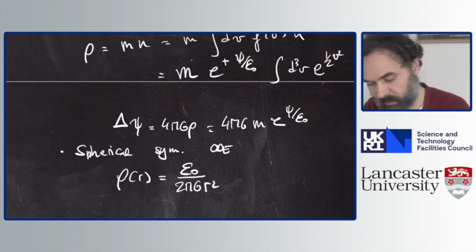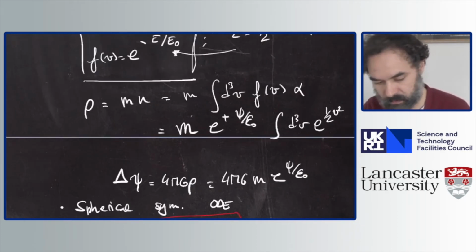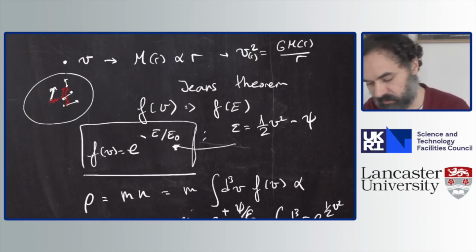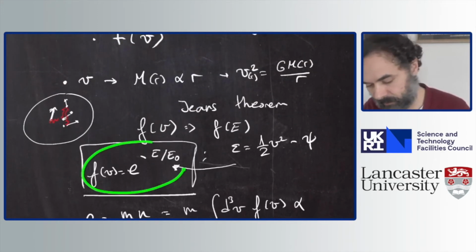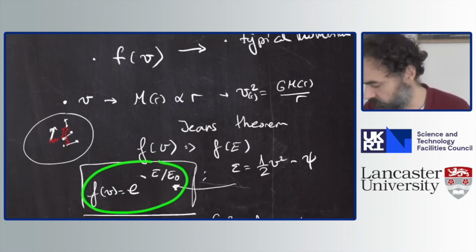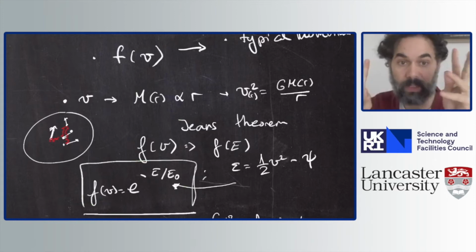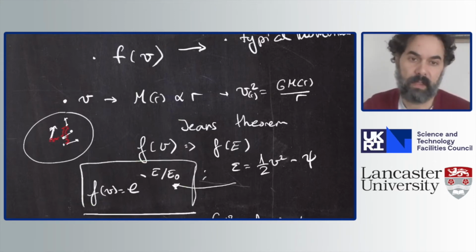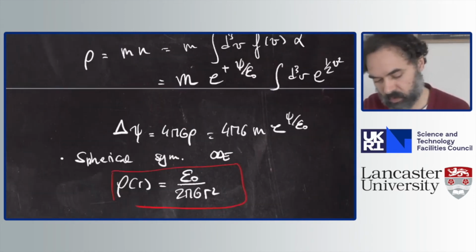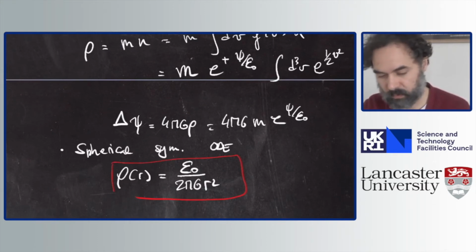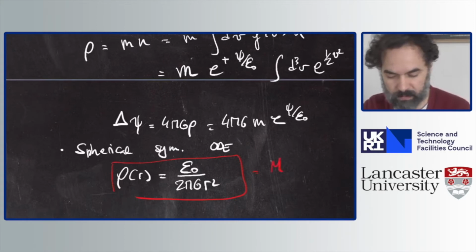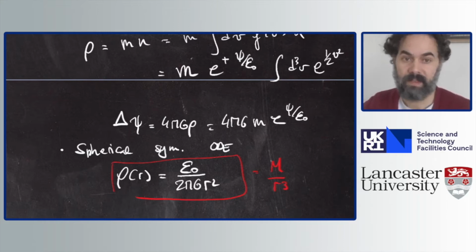So this hypothesis we had for the distribution function up here indeed reproduces what we expected, that mass in this kind of equilibrium state of the halo grows with r, because it's rho. Remember, rho is basically mass divided by r cubed.